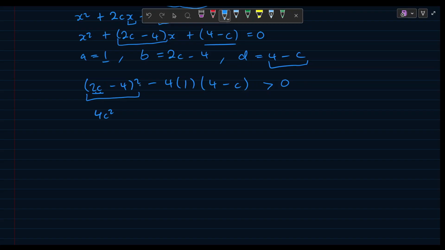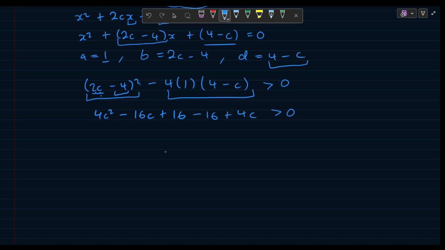Then multiply 2 by 2c by negative 4. So 2 times 2c, that's 4c, times negative 4, that's negative 16c. And then square the negative 4, that's positive 16. And now let's multiply this as well. So that's going to be negative 4 times 4, which is negative 16, and negative 4 times negative c, which is a positive 4c, and this is all greater than 0.